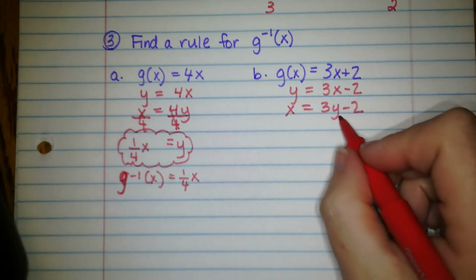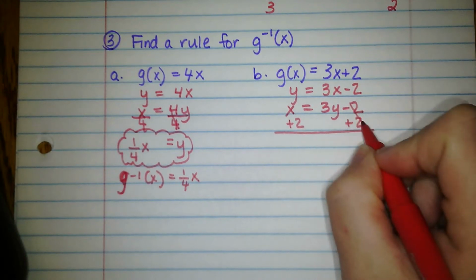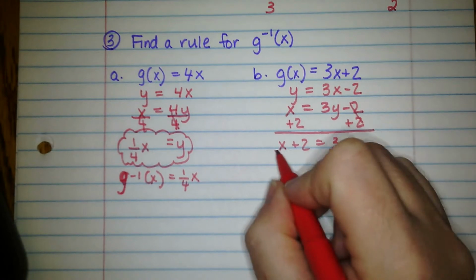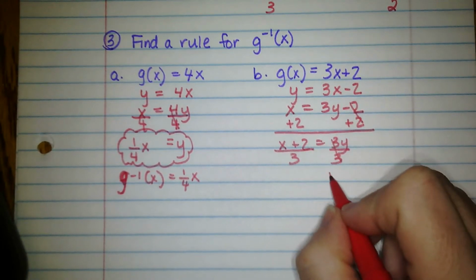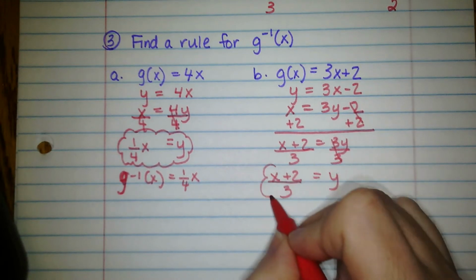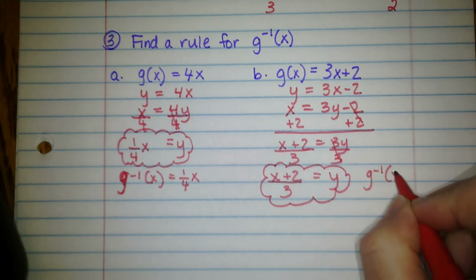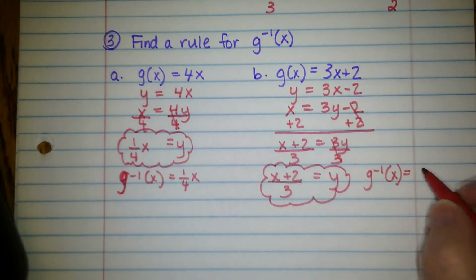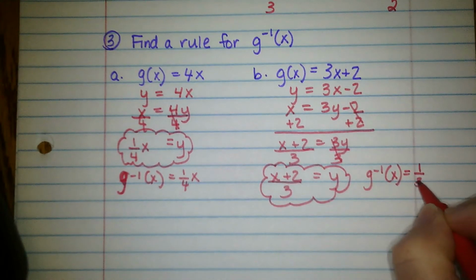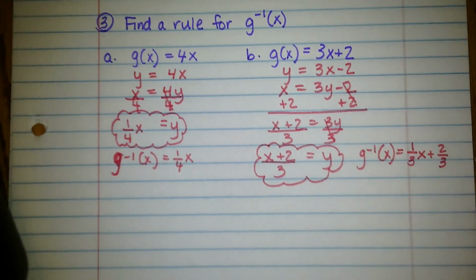This one, to get y by itself, I have to add 2 to both sides. That gives me x plus 2 equals 3y. Divide everything by 3. And you get y equals x plus 2 all over 3. So my inverse of g of x for this function is, if I wanted to break it apart, 1/3 x plus 2/3. Or you can leave it like that, whichever.